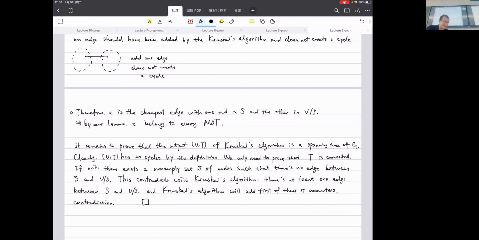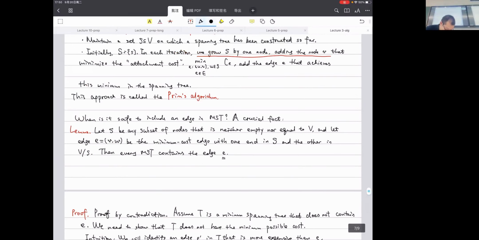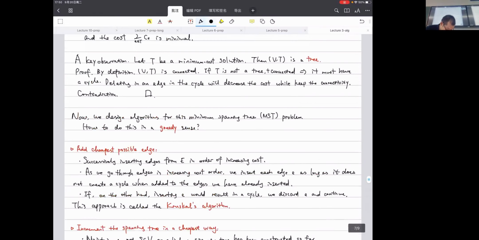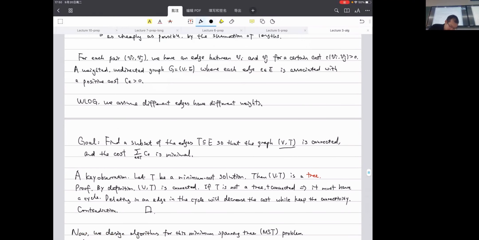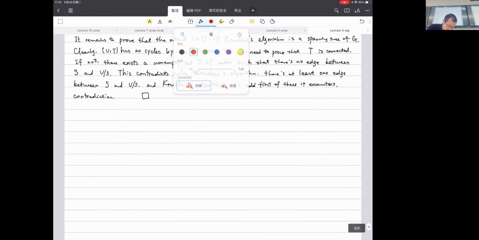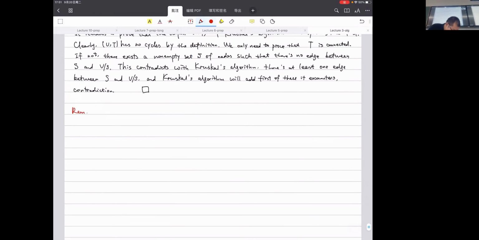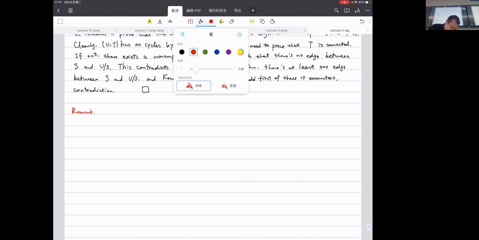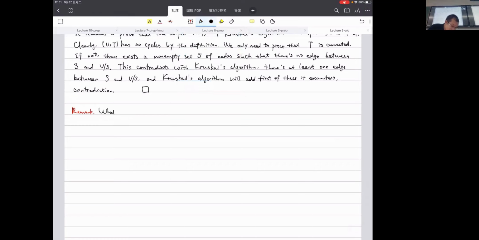Oh, that's a good question. So in this discussion, we assume that different edges have different weights. Yes, this is assumed in this argument. And actually, let's make a remark here, because this is a very good question. Remark: what if we have edges with the same cost?